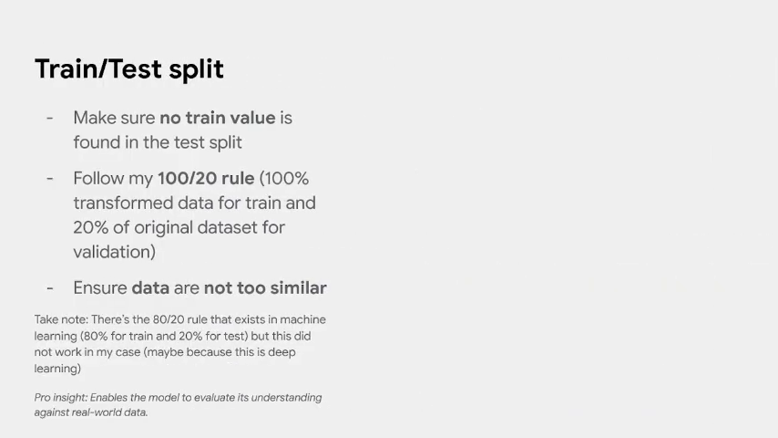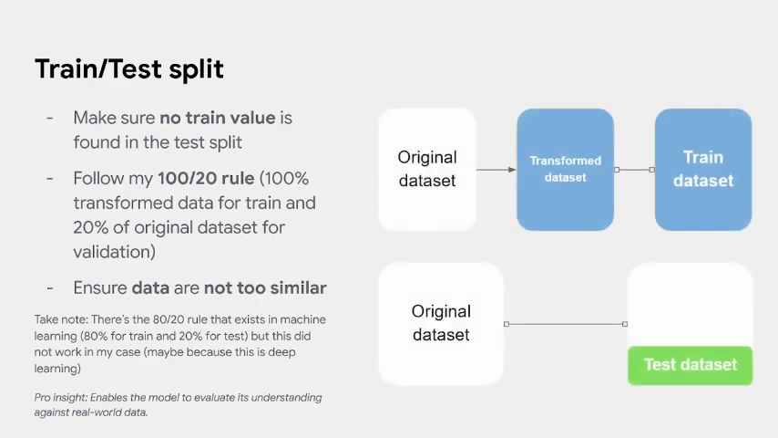That's it. And lastly, train testing. Make sure no train value is found in the train testing. Actually, the goal here is to have data for the model to learn on and others for the model to exercise on. That's actually the goal of train testing splitting. And here, what you have to do is one, make sure no train value is found in the test split.